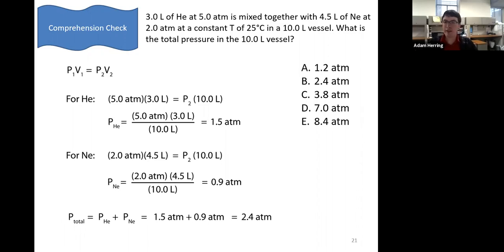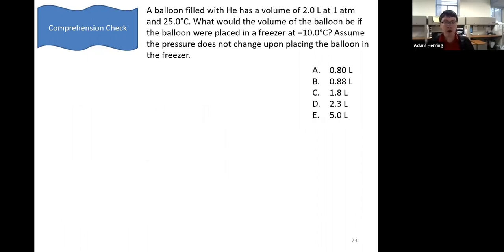As we expected, this is lower than the sum of their individual partial pressures in the original containers, that is. Here is another problem. Pause the video and try this one on your own.